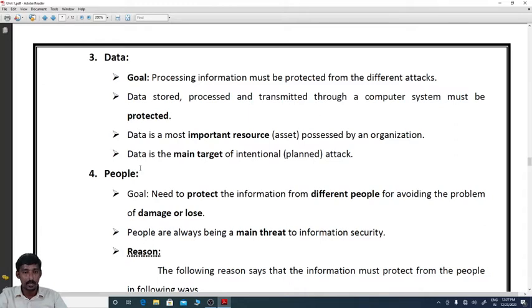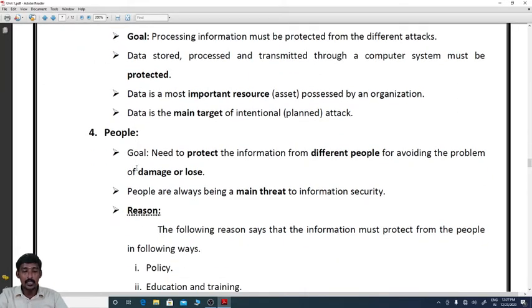And the next one is the people. There are different kinds of people, and different kinds of responsibility are assigned to the people present in the organization. If I am a user, I have only limited capacity. I'm an employee, I have only limited capacity. I'm a manager, I have a different capacity. So we need to protect the information from different people to avoid the problem of damage or loss. We know that people are always a main threat to your security.